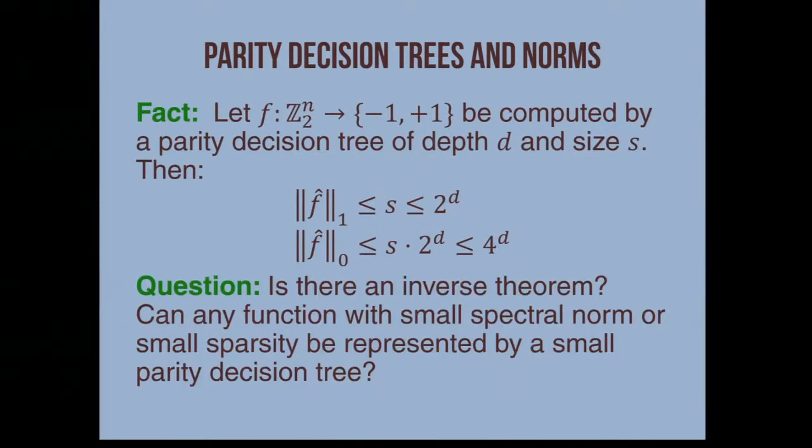Can you get an inverse theorem for this fact? I mean, if I give a function with small spectral norm or small sparsity, can you find a small size or small depth decision tree which represents it, which computes it? I'm not defining small in this slide. I'm just asking a general question. And we're going to have some partial answers. John mentioned a major open problem in answering this question, so we're going to get back to it.